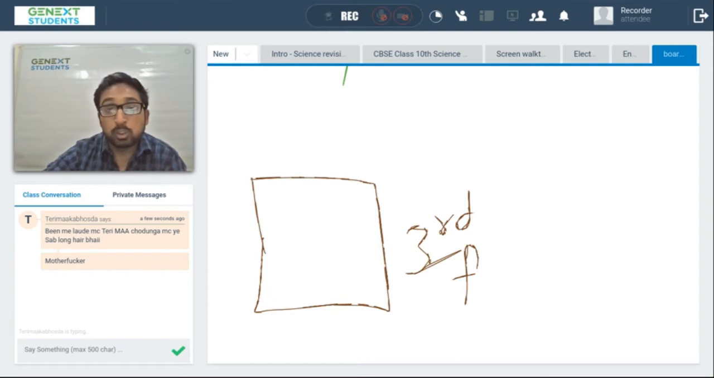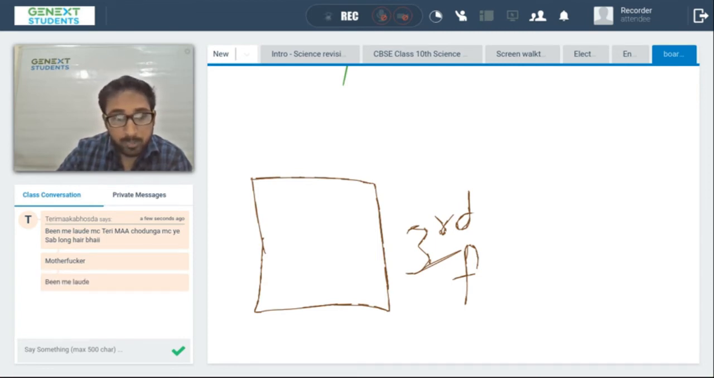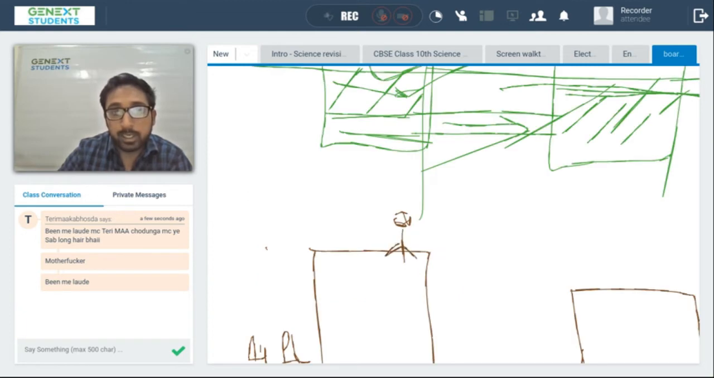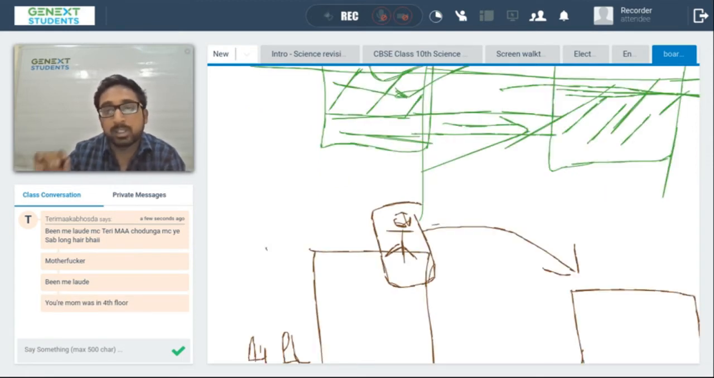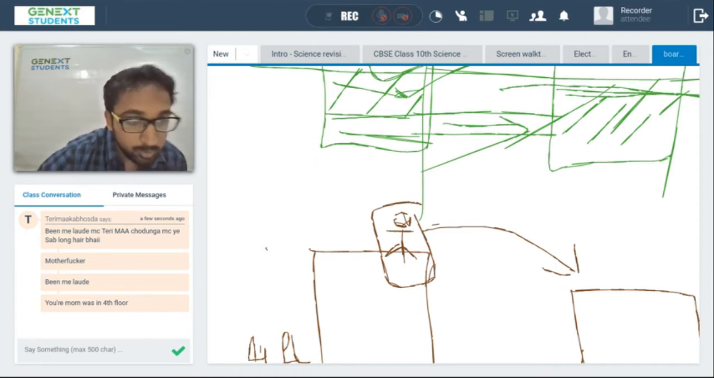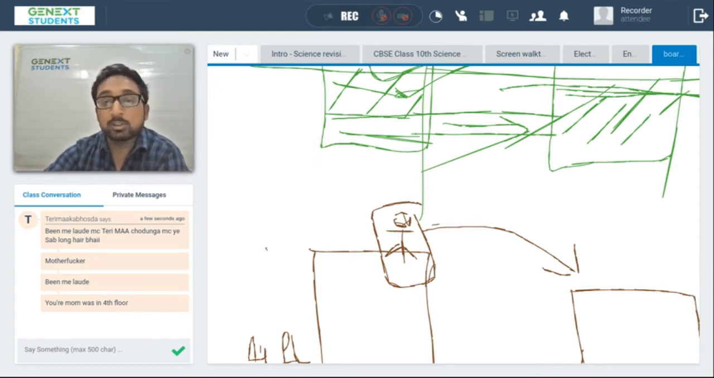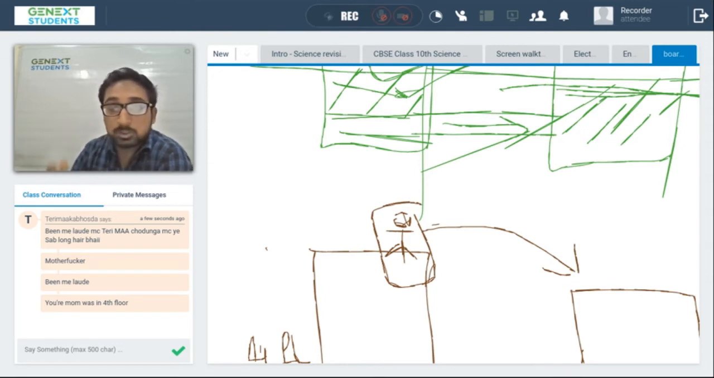Here, a guy is standing on the 4th floor and he wants to jump to this floor. Let's assume these two buildings are very close. So let's suppose this guy wants to jump from this building to this building, right? This guy was on the fourth floor and he wants to jump to this building.